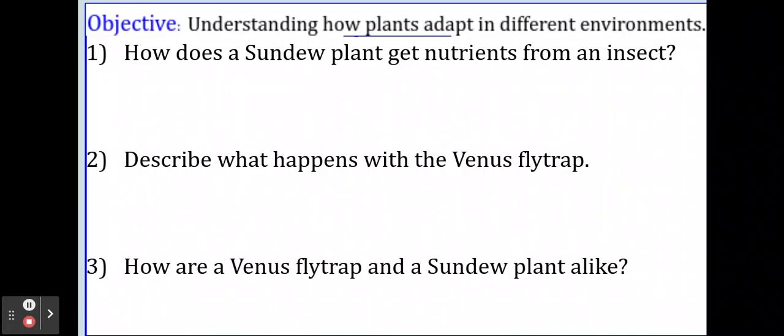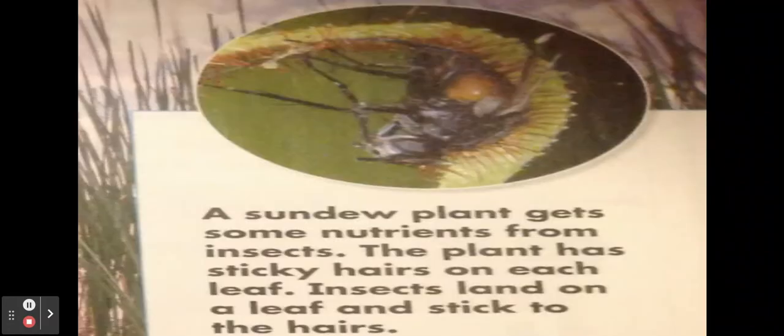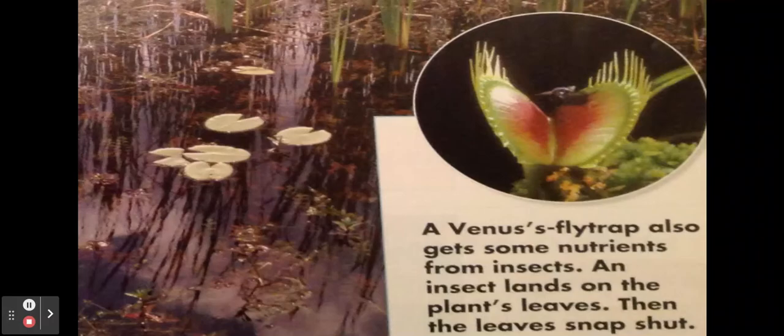How are a Venus flytrap and a sundew plant alike? What do you think, boys and girls? How are these both alike? Yes, they get nutrients from insects. Very interesting.